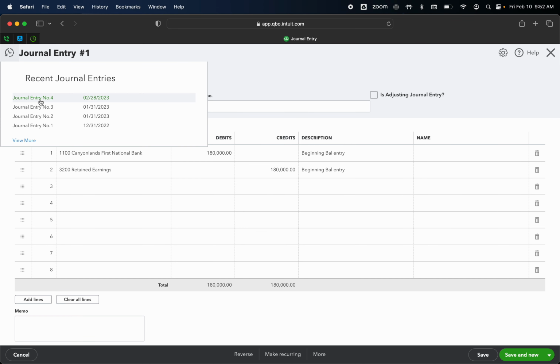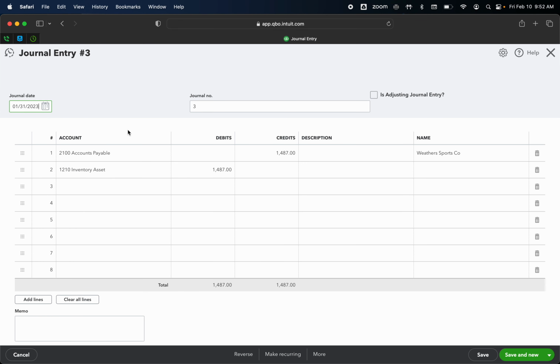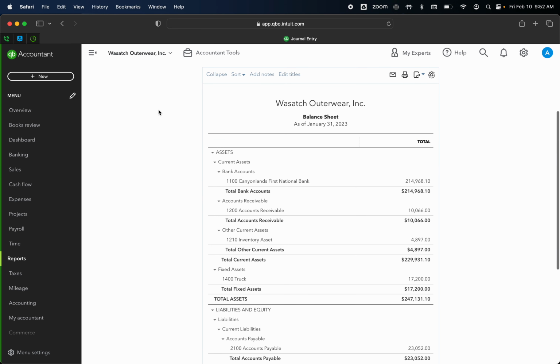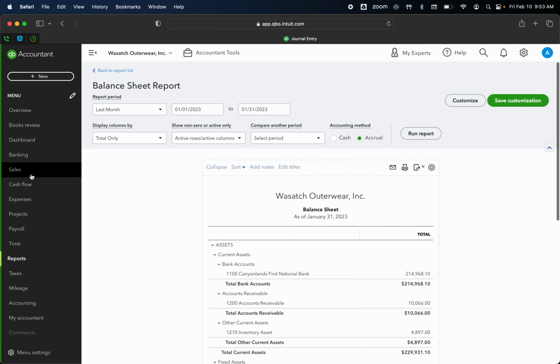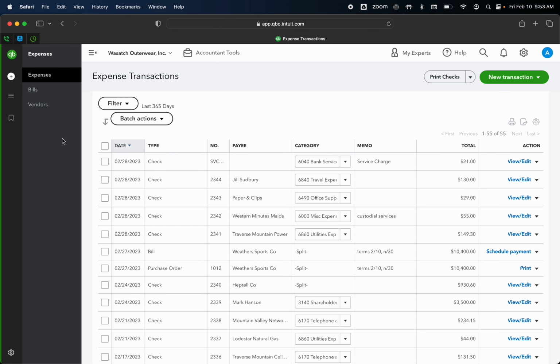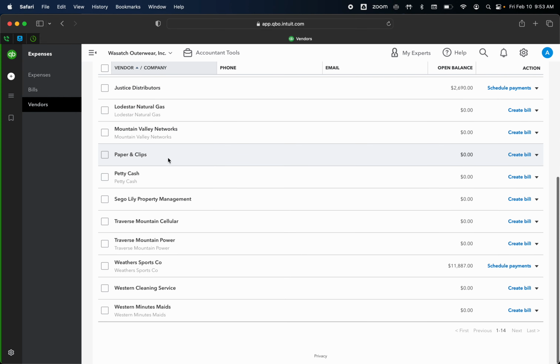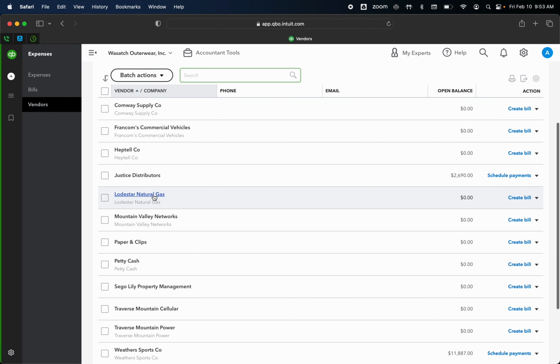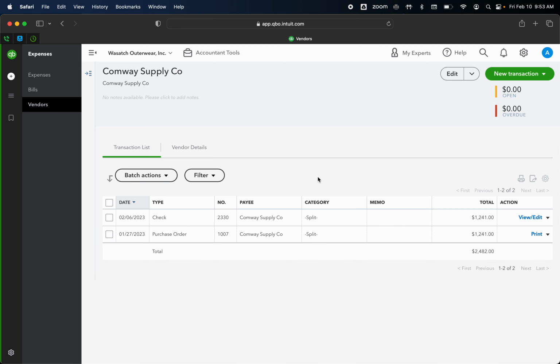Okay. So we're still at a point where we could fix things, but we just need to find out truly what this 1487 is. We don't want to do a journal entry for it. We need to actually book the transaction. And then also this Conway Supply that we dealt with. Vendors, where's Conway Supply? This purchase order and check, it's not affecting.